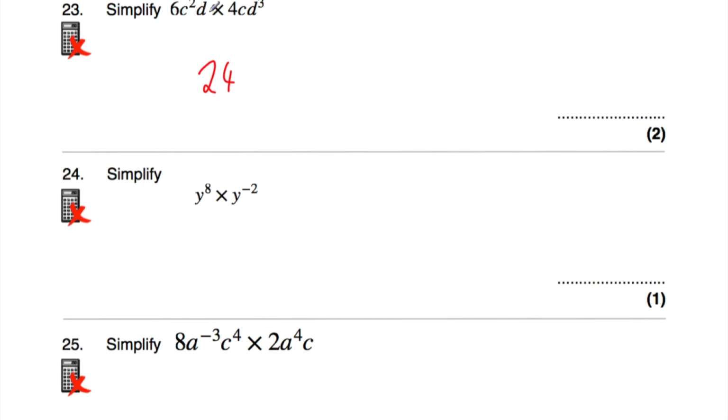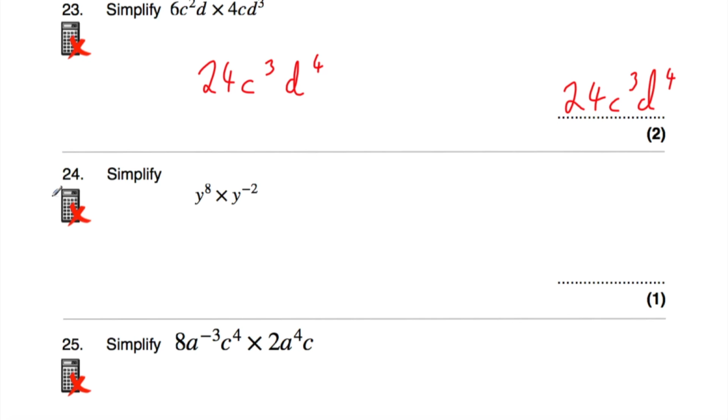Then we've got c squared times c, well, that's going to be c cubed, because you've got c times c times c, that's c cubed. And then you've got d multiplied by d to the power of 3. When you multiply, you add the powers, that'll be d to the power of 4. Or if you had d cubed and you multiply by another d, it'll be d to the power of 4. So the answer would be 24c cubed d to the power of 4.